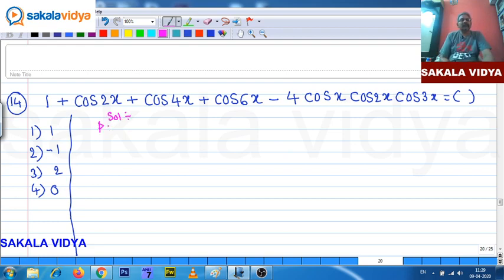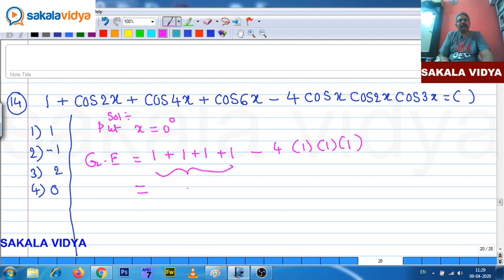Otherwise, options are independent of x, so put x is equal to 0 degrees. Let us try, what do we get for the given expression. So, 1 plus cos 0 is 1, cos 0 is 1, cos 0 is 1, minus 4 into 1 into 1 into 1. So, this will be 1 added 4 times, 4 minus 4. So, 0. So, fourth option is the right option. Okay.